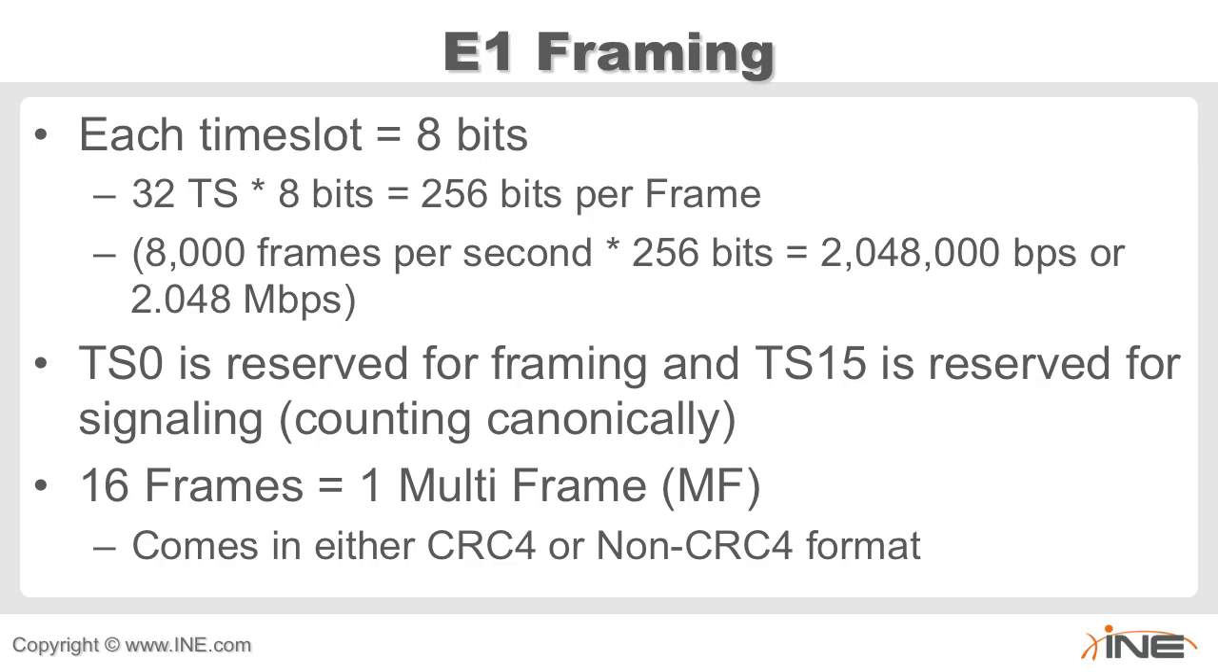There we go. If we're counting canonically, meaning we're starting at 0 as our first digit, then time slot 15 is actually the one reserved for signaling. If we're counting non-canonically, meaning we say 1 is our first channel, so in that case time slot 1 would be reserved for framing, then time slot 16 would be reserved for signaling. And depending on where you look at this in CUCM or in IOS, even within IOS, you're going to see this referred to differently.